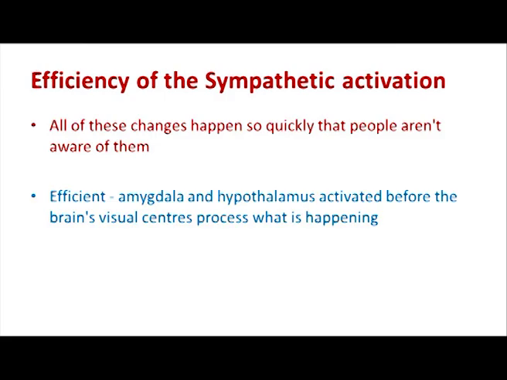So, this brings us to the efficiency of the sympathetic activation system. All these changes happen so quickly that most of the time we are not aware of it. The amygdala and the hypothalamus work in conjunction, so that even before the visual centers have had a chance to understand what is happening, the body has responded. That is why, before we actually realize how we are responding to a stressful situation, the body has responded, say like jumping off the road back to the curb when a speeding car crosses by.